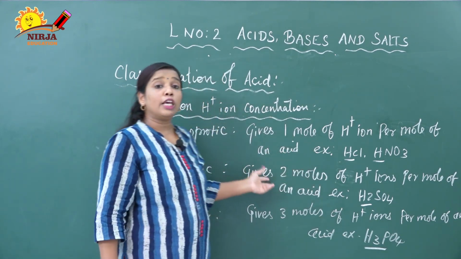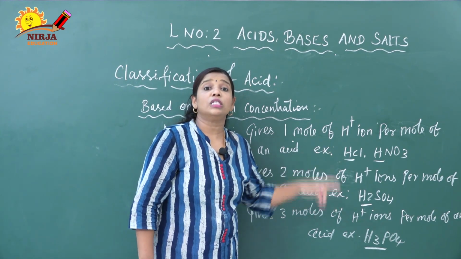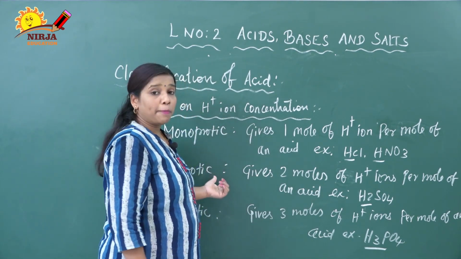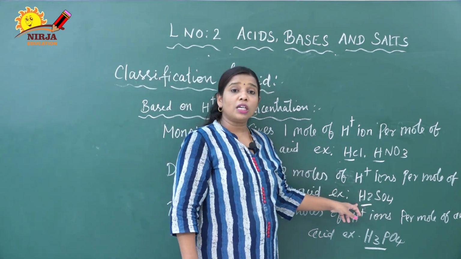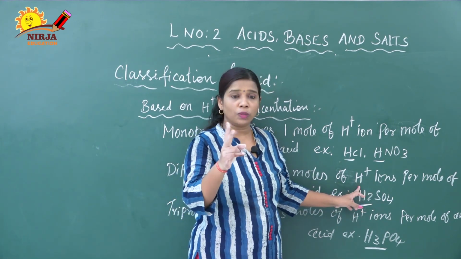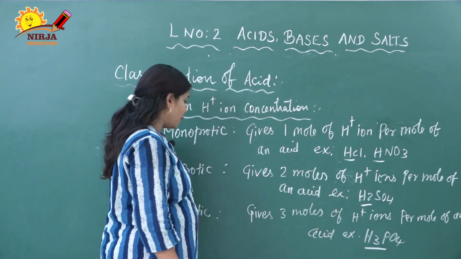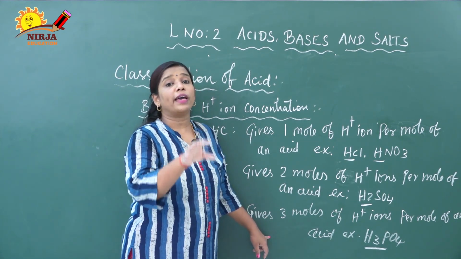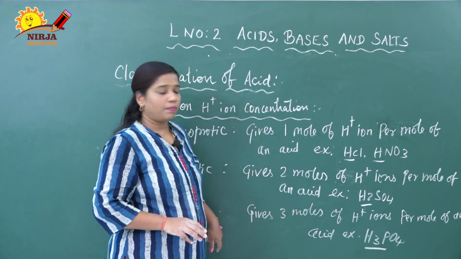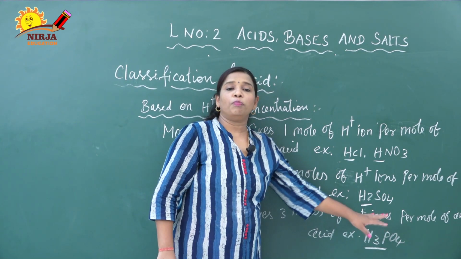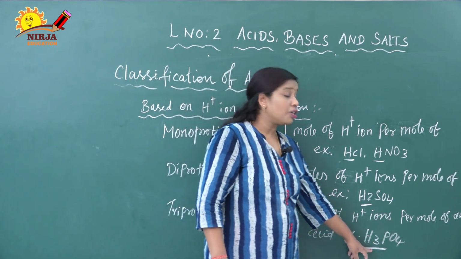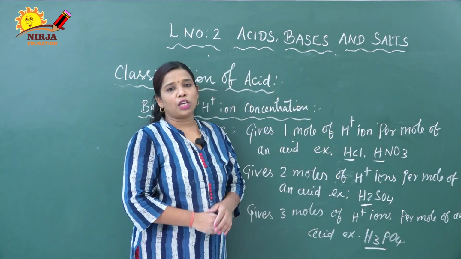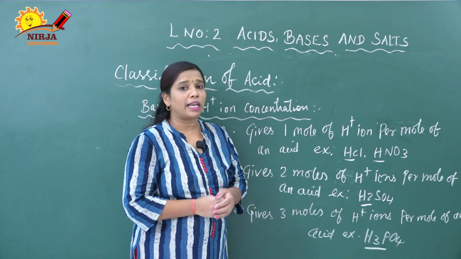Then diprotic means it gives 2 moles of H plus ions per mole of acid. That is called diprotic. Example, H2SO4. Here the number of H plus ions is 2, whereas in the previous case it is 1. The third one gives 3 moles of H plus ions per mole of acid. That is called triprotic. Example, H3PO4, phosphoric acid. Here the number of H plus ions is 3. So this is the last classification of an acid. I hope you have understood the classification of acid.